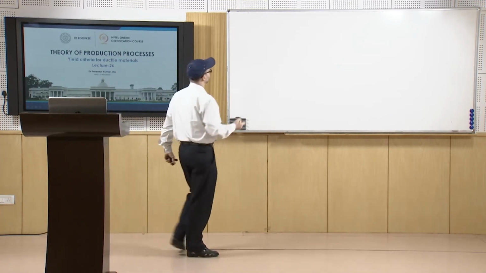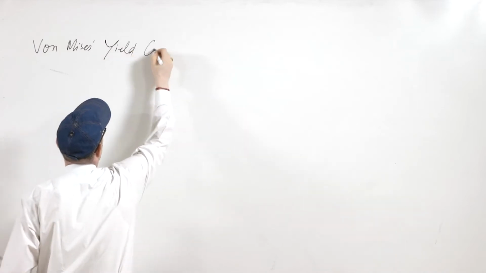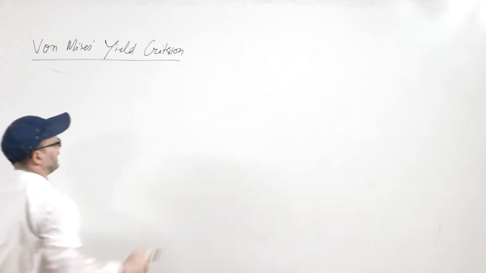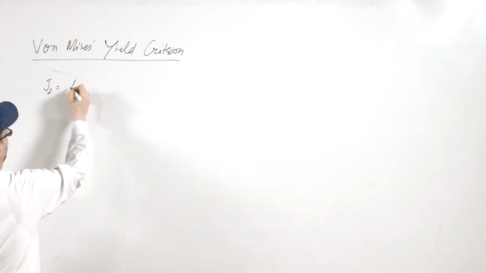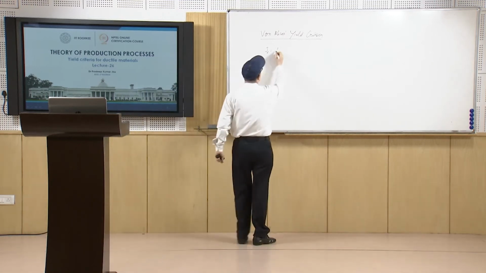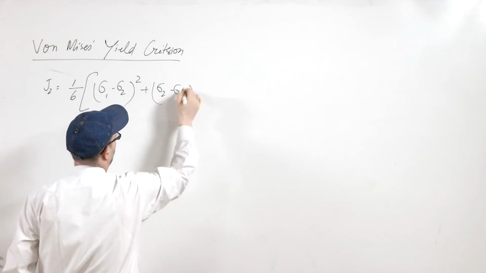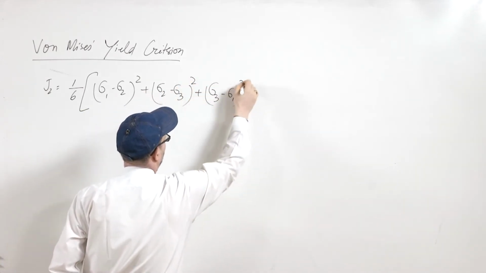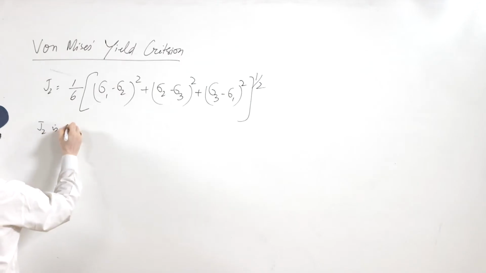So, if you look at this von Mises criterion, what it tells is that the second invariant of the stress deviator must reach a critical value so that yielding will take place. If you recall, the first invariant was the sum of the principal stresses, sigma 1 and so on, and the second invariant is 1 by 6 of (sigma 1 minus sigma 2) square plus (sigma 2 minus sigma 3) square plus (sigma 3 minus sigma 1) square, raised to the power half. So, J2 is the second invariant of stress deviator.